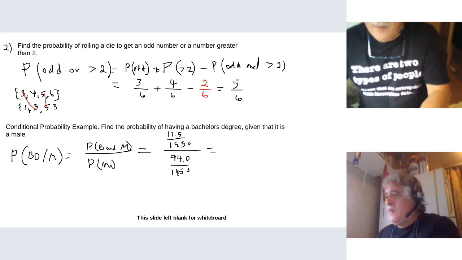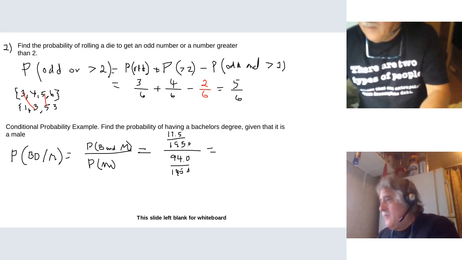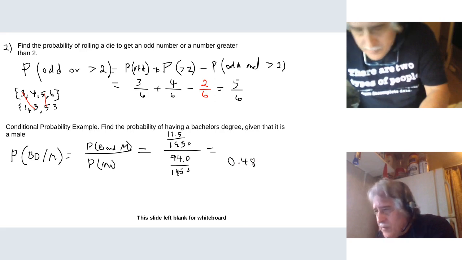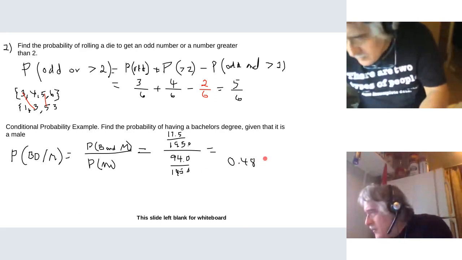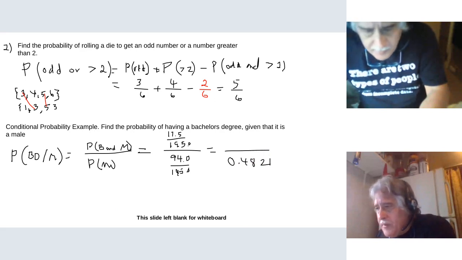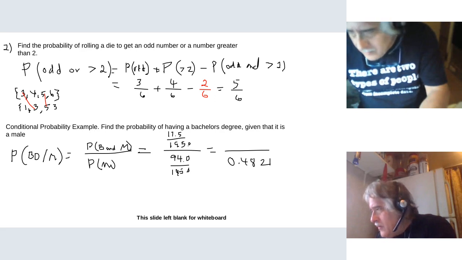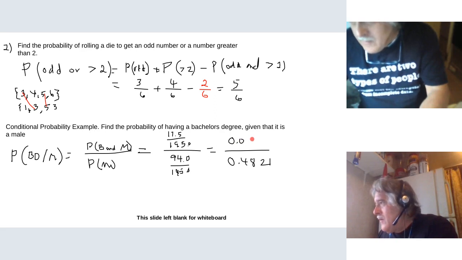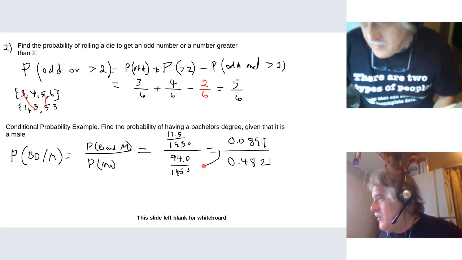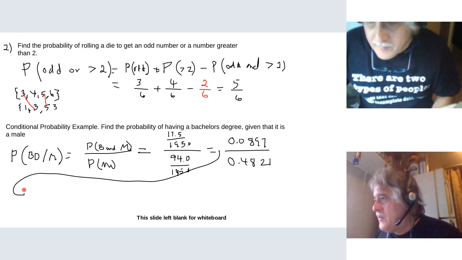What did I put there? It was 0.48. Oops, it was a couple more things. 0.4821. And then up here was 0.0897. Now, before I figure out what that is, I'm going to come over here and start again. And I'm going to show you.